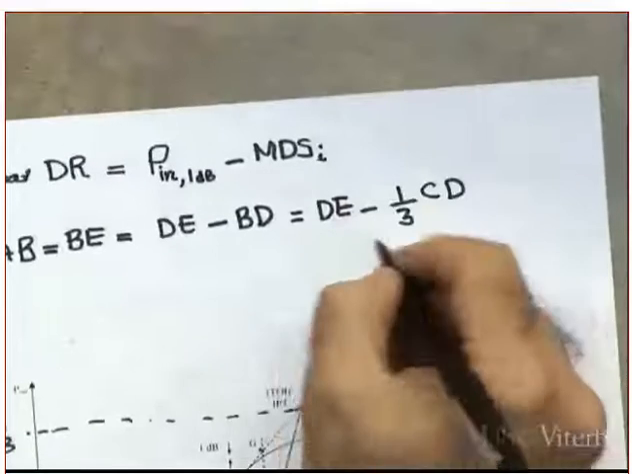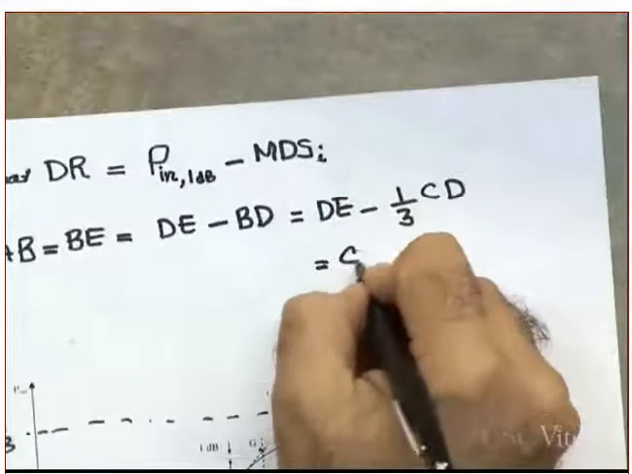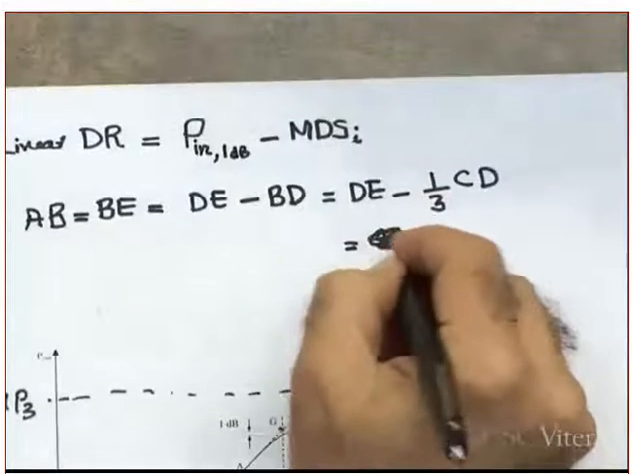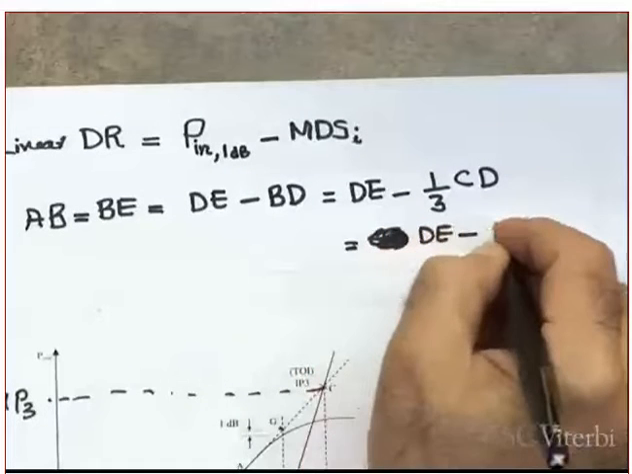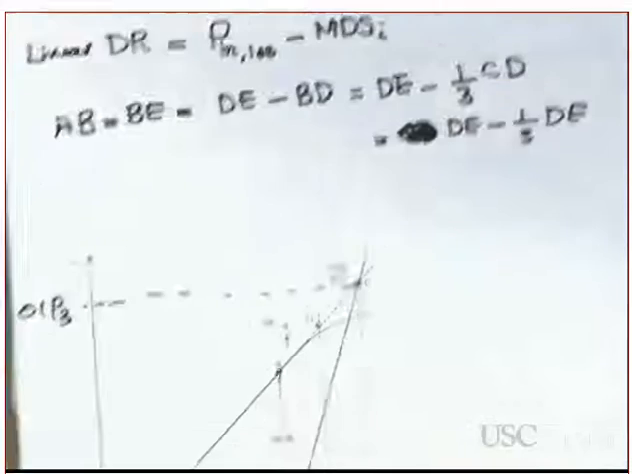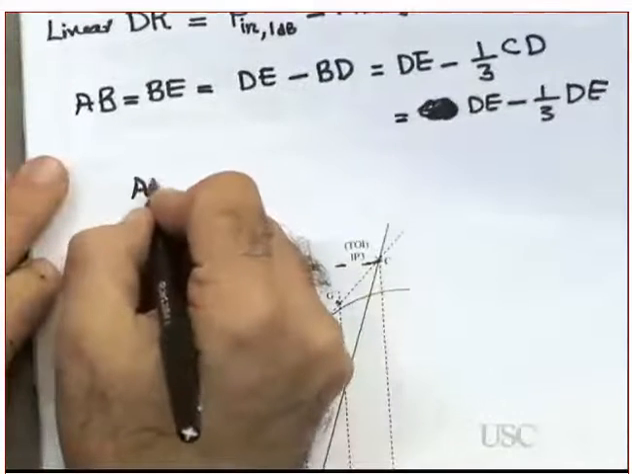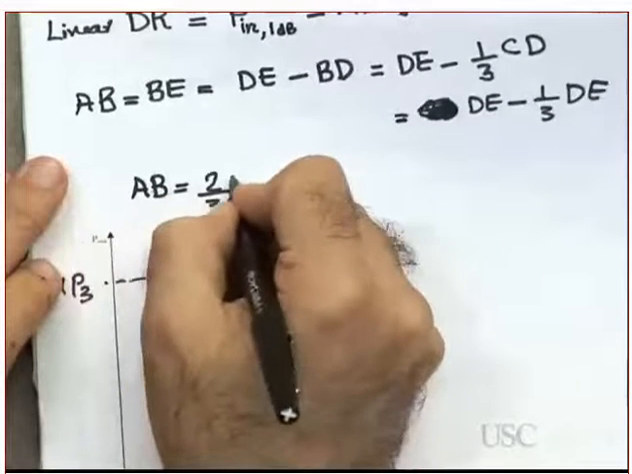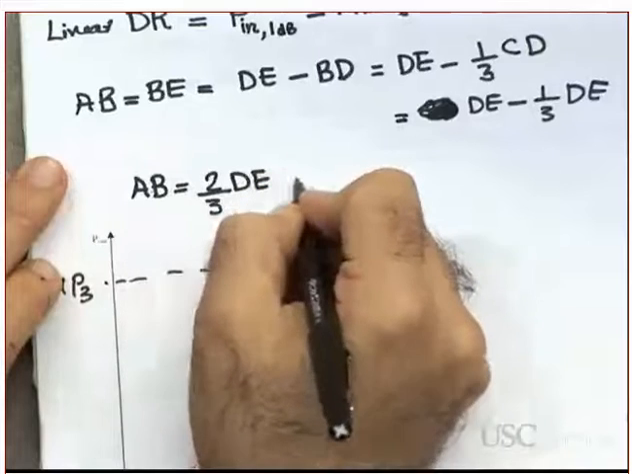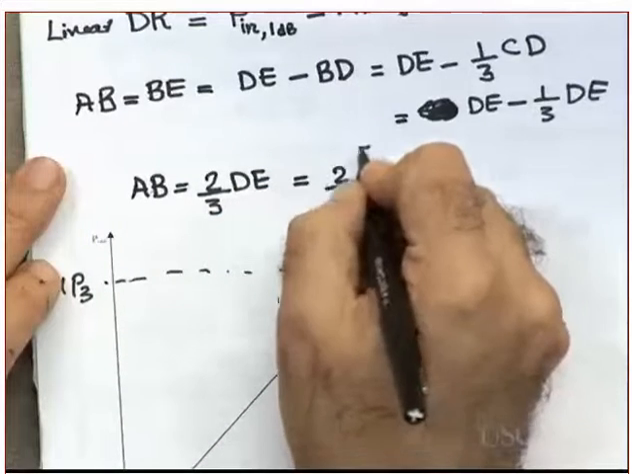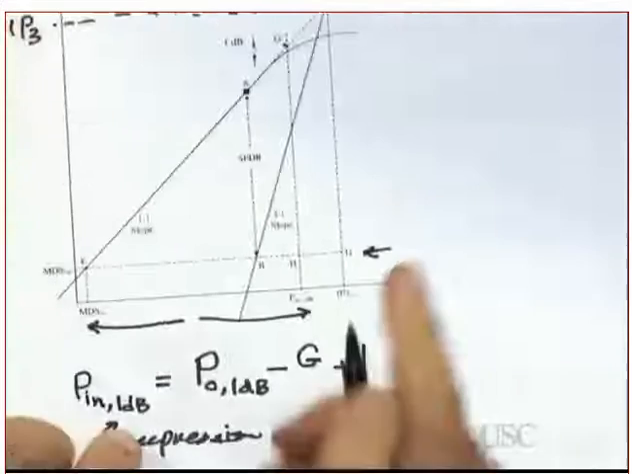So what is this? CD. What did I say? I messed up. DE, sorry. DE minus 1/3 DE. Do you agree? Which means what? What is AB? AB is equal to what? 2/3 DE. Agree? Yes. Which is what? 2/3. Open the brackets. What is DE?